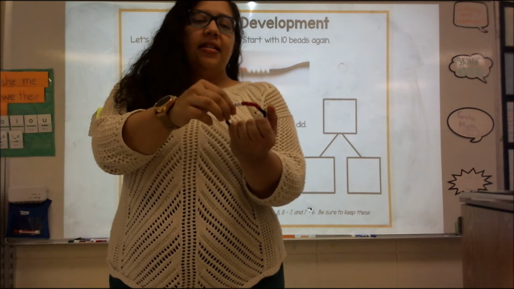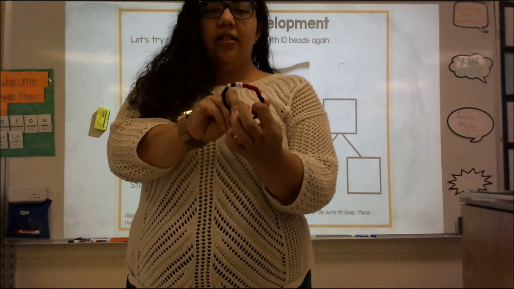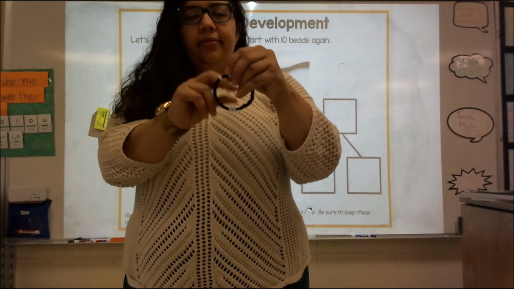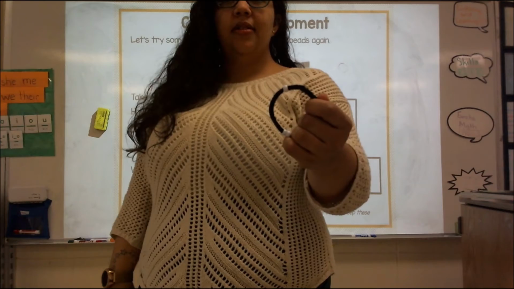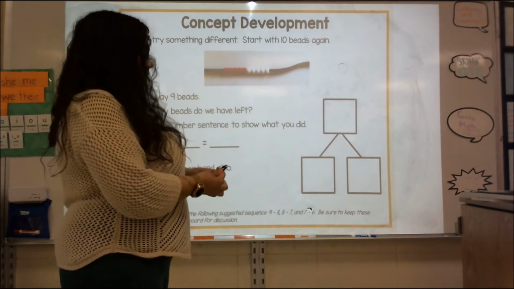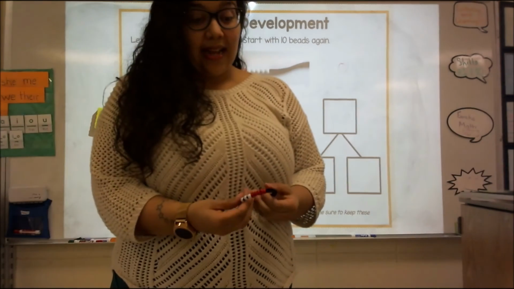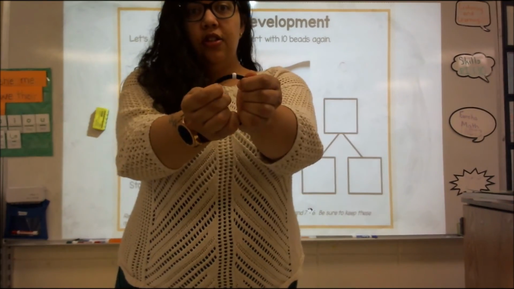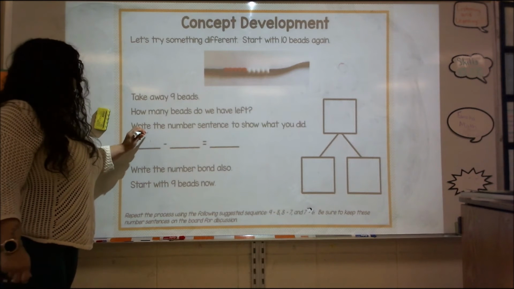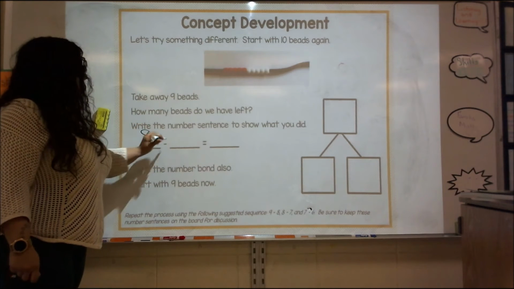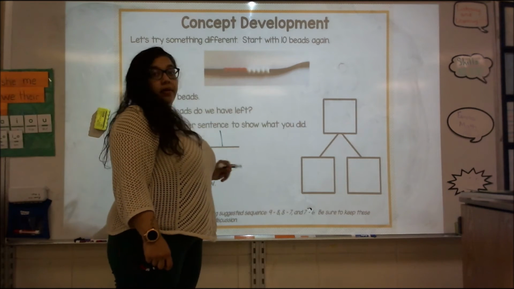We have 8. Take away 7. Remember, these ones do not exist right now. They don't exist at all, so take away 7. How many are left? 1. So anytime you have a number and you take away 1 less than that number, you're left with just 1. So let's write a number sentence to match that. So we said that 8 minus 7 is also equal to 1.